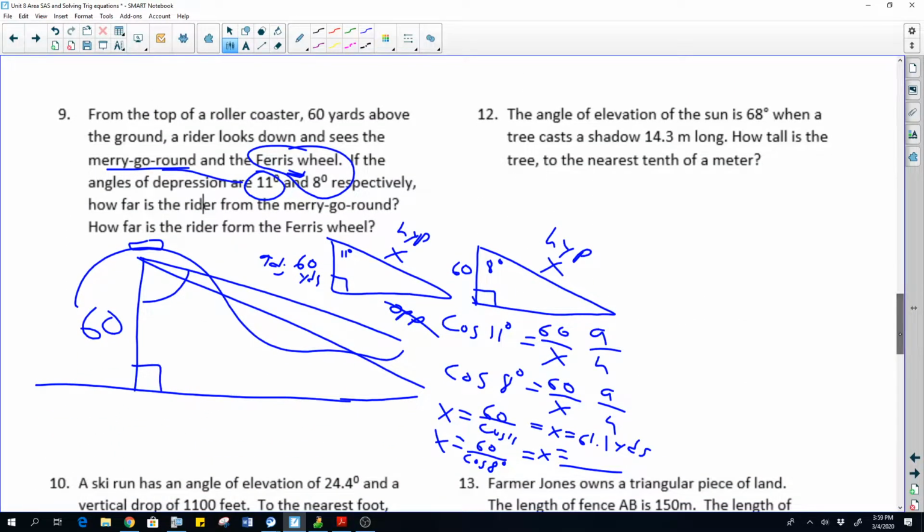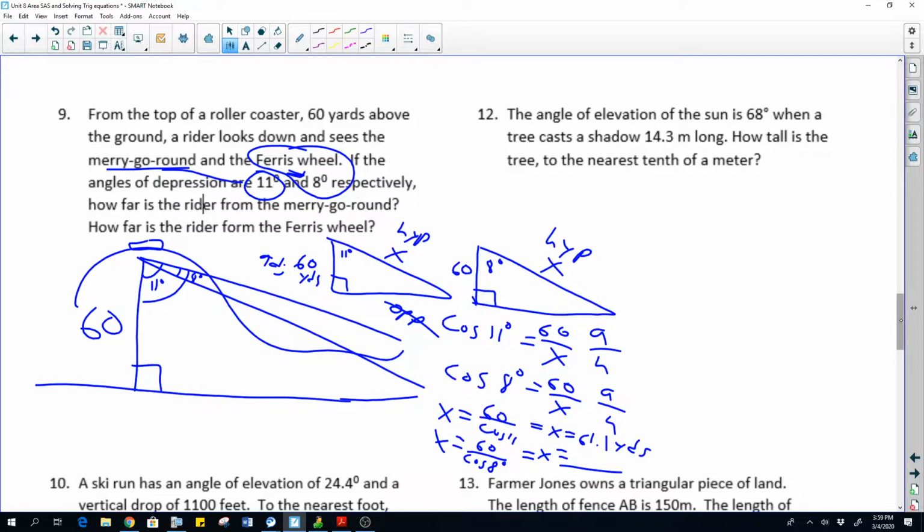Okay. So then I remember with another class, I remember doing number 9 already. To help you out with number 9, x equals 61.1 yards. But then you still have to do in your calculator 60 over cosine 8 degrees. So this is like a two triangle part where you're on a roller coaster looking down at the Ferris wheel as well as the merry-go-round. Just one of them, maybe the bigger one, you want to call 11 degrees. And then the smaller one, maybe 8 degrees or whatever. And then set it up like that.